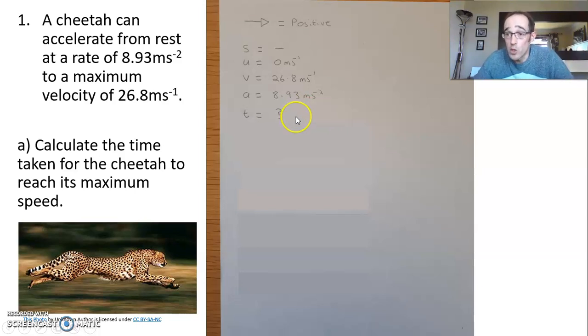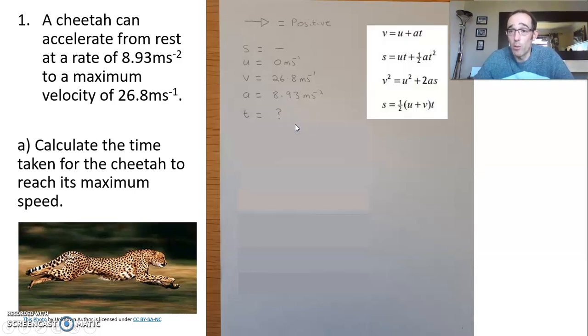Now, this is where the SUVAT part is really important because it allows us to choose the most appropriate equation of motion to use. So we don't know anything about S, and we're trying to find T. So really, this equation isn't going to be much use. This one, you could find S from this equation, but the best one to use for this example would be V equals U plus AT because it doesn't have S in it at all, and it will allow us to find T. So that's the equation we're going to use. So write down the equation of motion, V equals U plus AT.